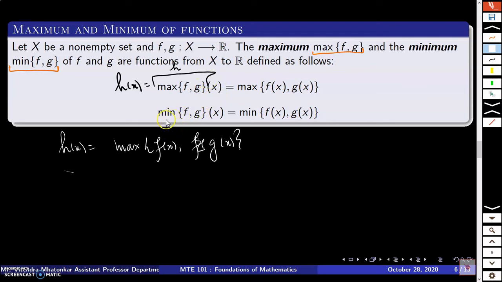In a similar way, you can talk about the minimum. So you can call this h1, or some other notation also you can use. You can say phi of x. So the minimum of two functions f and g at the point x is the minimum of f of x and g of x. Okay, so the smaller value out of these two values, f of x and g of x, will be the minimum of the functions f and g at the point x.